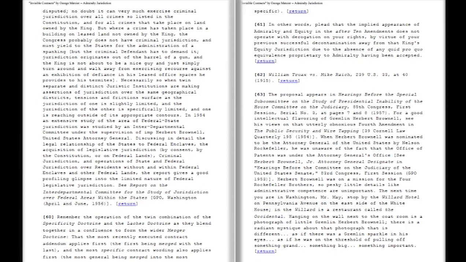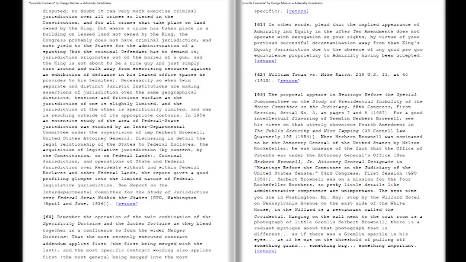Jurisdiction originates out of the barrel of a gun, and the king is not about to be a nice guy and just simply turn around and walk away from exercising recourse against an exhibition of defiance in his leased office spaces he provides to his termites. Necessarily so, when twin separate and distinct juristic institutions are making assertions of jurisdiction over the same geographical districts, tensions and friction surface. The jurisdiction of one is slightly limited, and the jurisdiction of the other is specifically limited, and one is reaching outside of its appropriate contours.